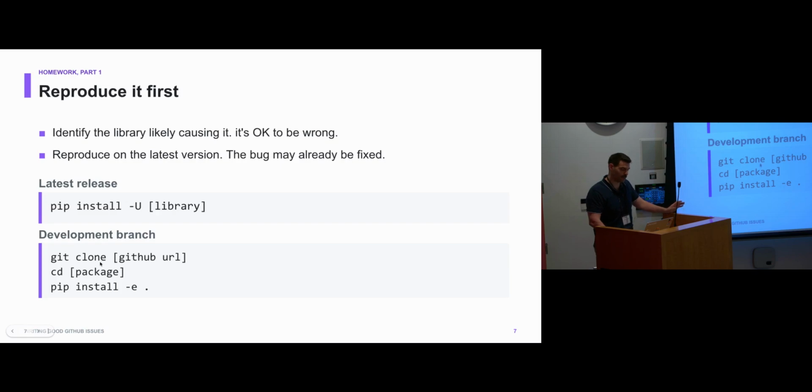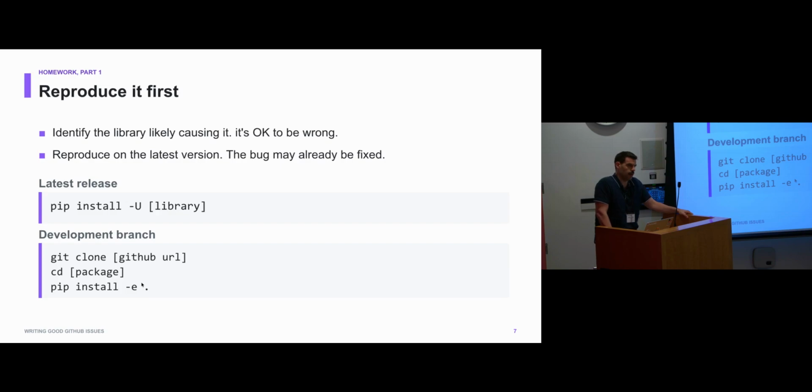And then a little bit more advanced would be installing the developer branch of the library, where you git clone, and then you have the GitHub URL, you cd into the package, and then the standard way would be pip install -e. This -e puts it in edit mode, so it's recommended if you're installing something locally and potentially making changes to it. And then this period means the current working directory.